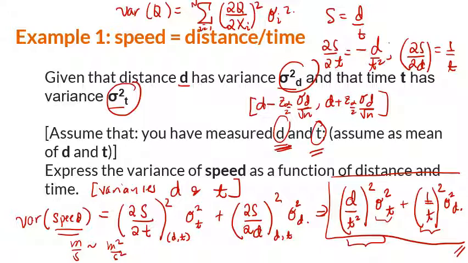So you can also express this as a function of s. You can manipulate it as a function of your variable s. In this case, d over t is equal to s. But that is enough for our discussion. That is the variance of the speed measurement.